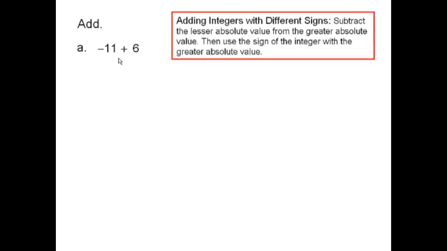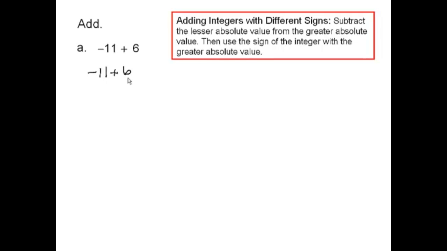Negative 11 plus 6. Notice that we have a negative number and a positive number. So we are adding integers with different signs. To do this, we subtract the lesser absolute value from the greater absolute value. Then use the sign of the integer with the greater absolute value. So we have negative 11 plus 6.